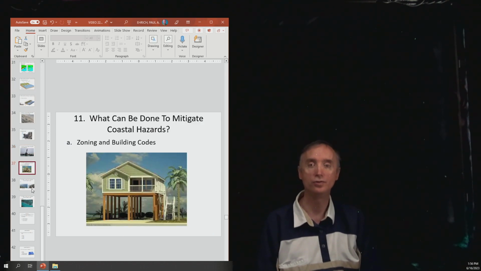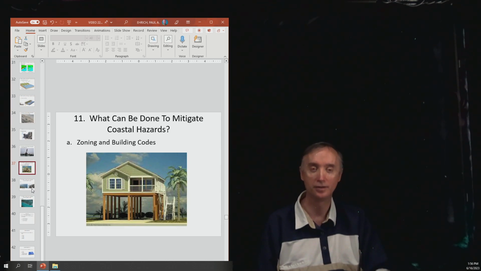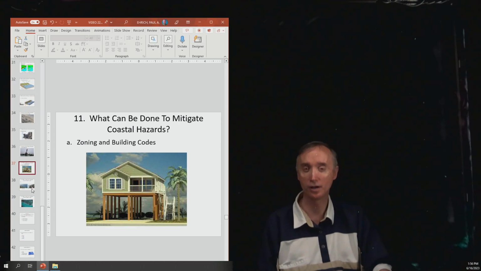So what can we do to mitigate these coastal hazards? Well, one thing would be zoning laws. If you don't want your house to be destroyed by a hurricane, then don't build your house next to an ocean. There are certain places where they don't allow you to build your house just because of the threat of hurricanes.